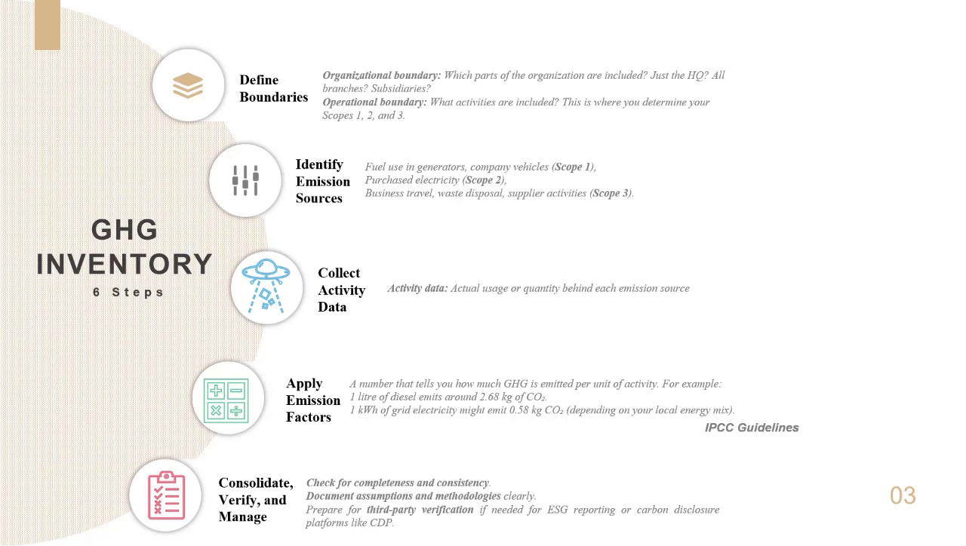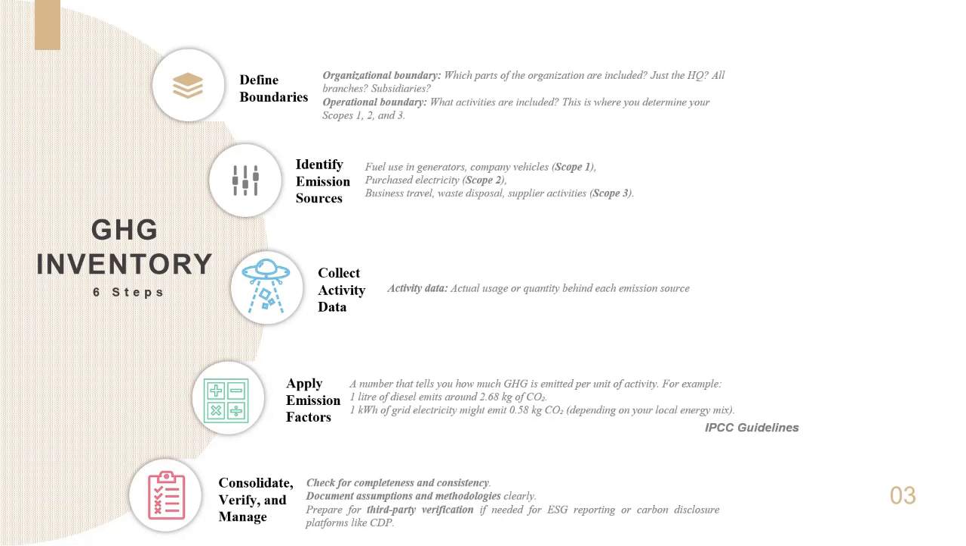Step 3, collection of activity data. Now let's talk about data. You collect activity data, which is the actual usage or quantity behind each emission source, like liters of diesel used, kilowatt hours of electricity consumed, kilometers traveled by flight or car, tons of waste sent to landfills. Good data collection relies on accurate records, invoices, utility bills, and even smart metering systems.